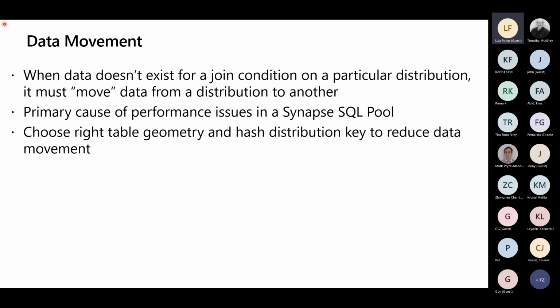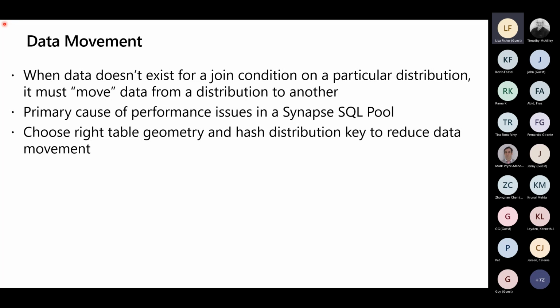Now, in a perfect world, we would never have to move data. We would have our replicated tables as dimensions. We would have a single fact table, or if we had two, they would both be hashed on the exact same data type, and that column is what's used in the join. But that's just not the real world. So what we want to do is minimize data movement at the end of the day. But it is the primary cause of performance issues in a Synapse SQL pool. And usually that's because of picking the wrong hash key.